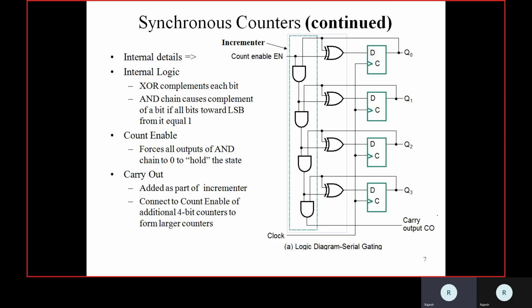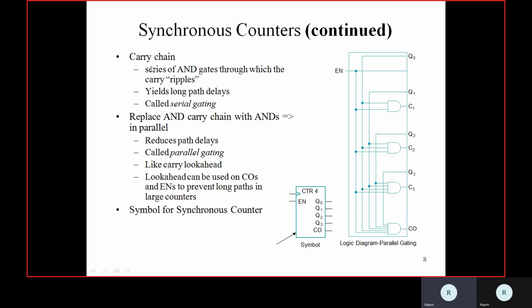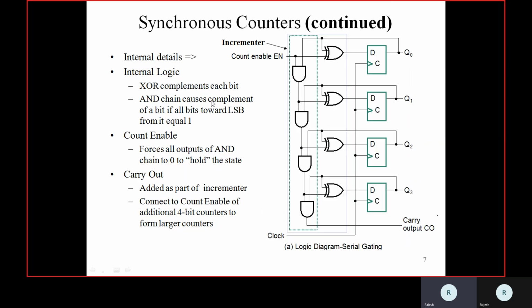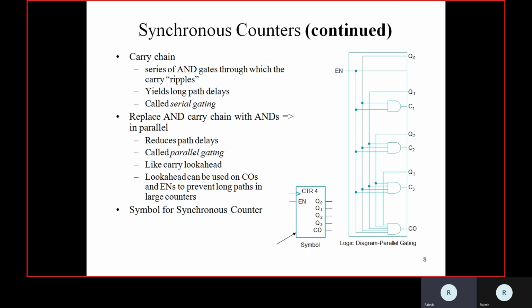So if you see the previous diagram, this AND gate was producing the carry to ripple through all these gates. So this series of AND gates through which the carry ripples is yielding long path delays in this previous diagram. So this was replaced with an AND gate in parallel.